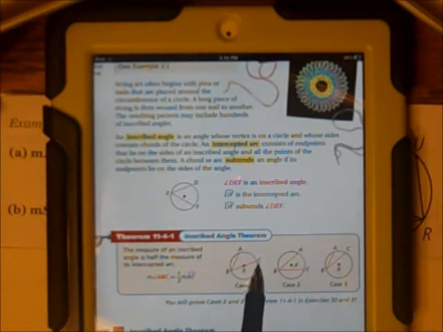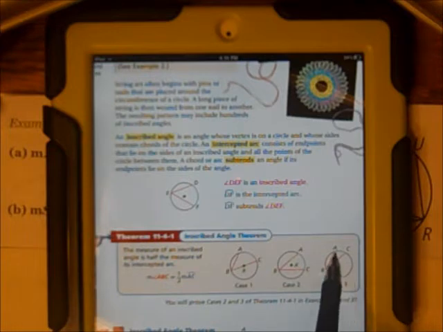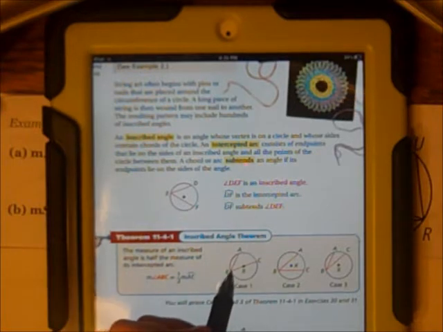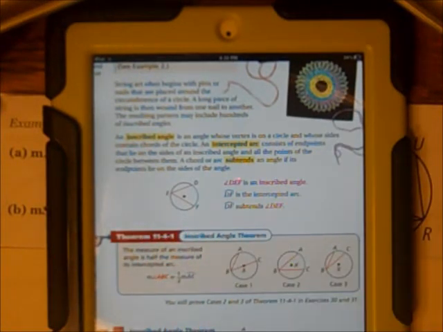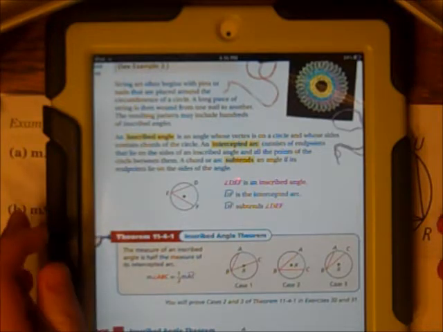Basically, an inscribed angle can go through the diameter, or it can be part of the diameter. It can go around the center of the circle, or it can totally go away from it. It doesn't matter. All that makes an angle inscribed is that its vertex touches the circle. So that's an inscribed angle. And then if that happens, the angle is half the measure of the arc.